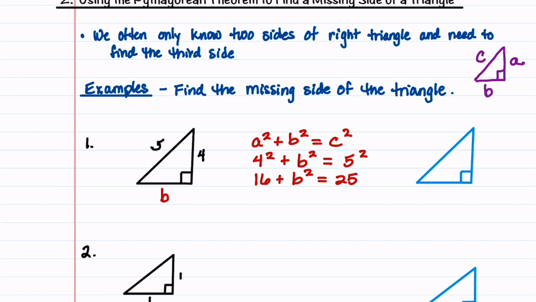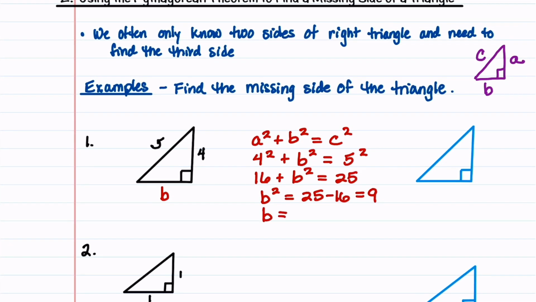We need to solve for B squared, so we'll subtract 16 from both sides of the equation. So we have B squared is 25 minus 16, which is 9. And then we're going to take the square root, and we're going to remember that B is positive, so we're only looking for the positive square root.